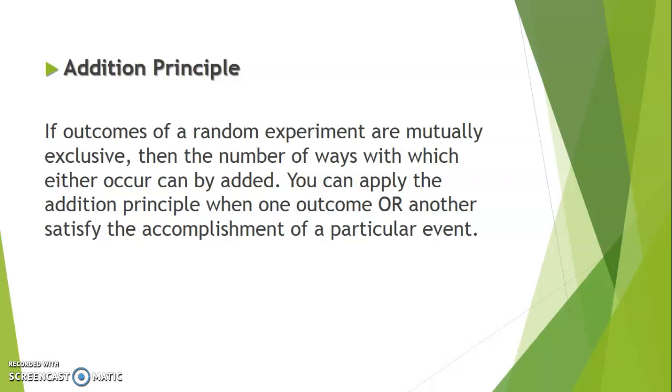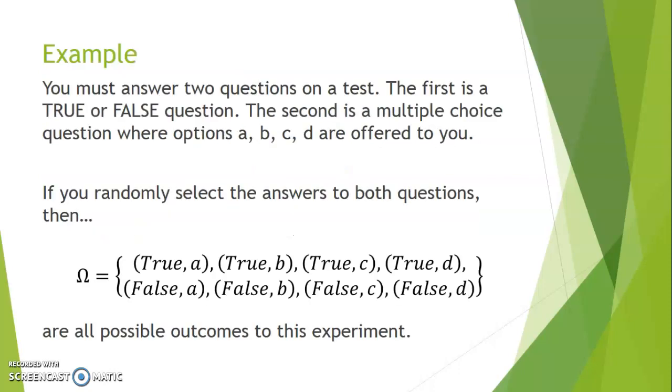The second principle we'll discuss is the addition principle. If outcomes of a random experiment are mutually exclusive, then the number of ways with which either occur can be added. You can apply the addition principle when one outcome or another satisfy the accomplishment of a particular event. Now the two occurrences must be distinguishable and have no common elements. Back to an example we discussed earlier.